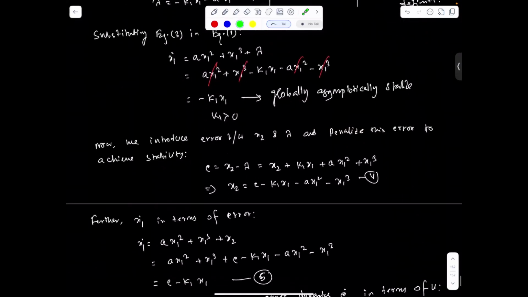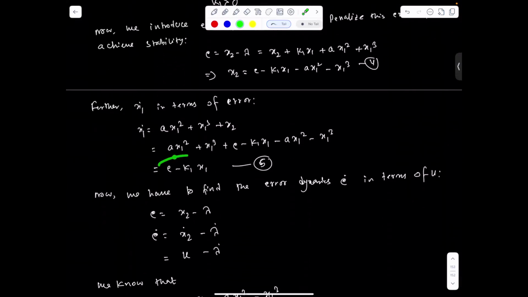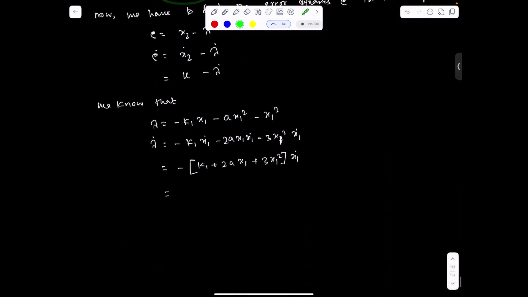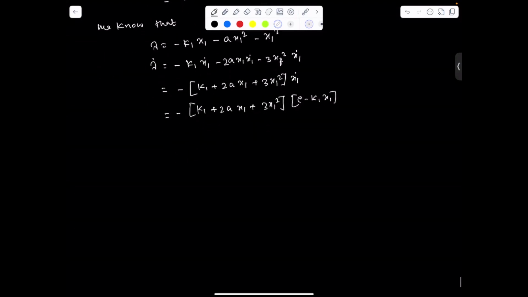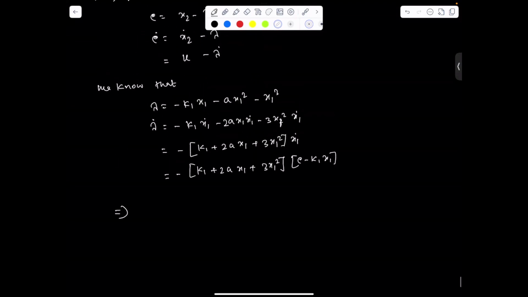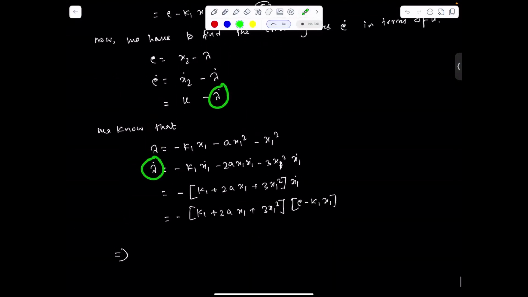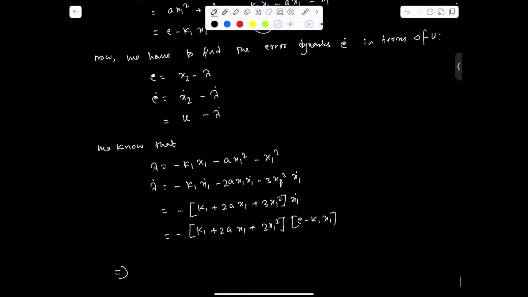Sorry, it is here, equation 5. So in equation 5, we can use this. So we can write minus k1 plus 2a x1 plus 3x1 square into e minus k1 x1. From which we can substitute this lambda dot here. So let us define this as equation number 6 and this as 7.